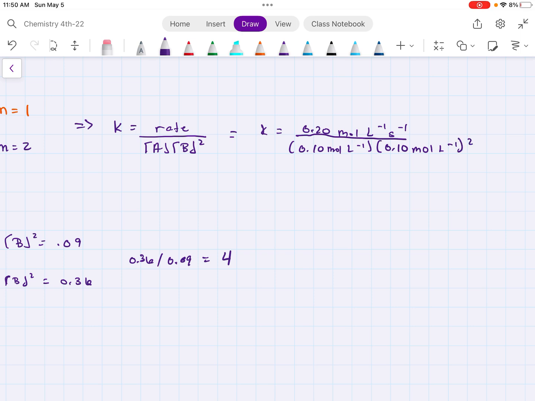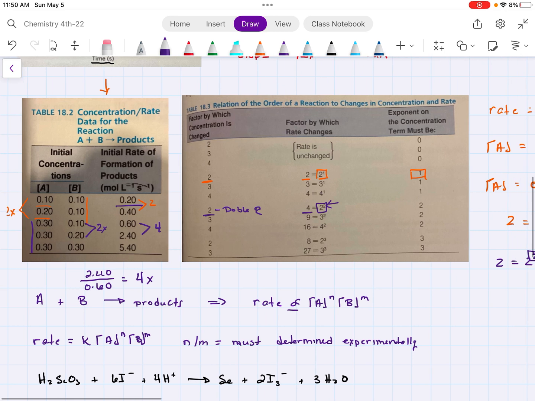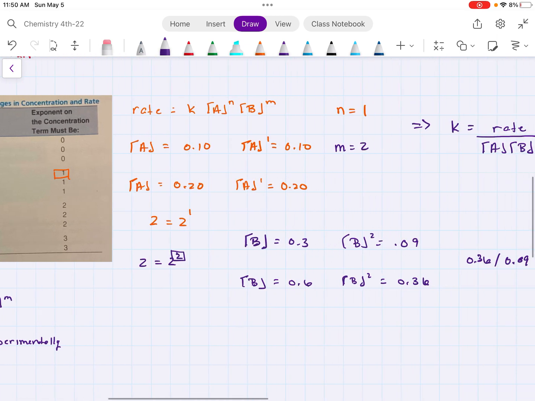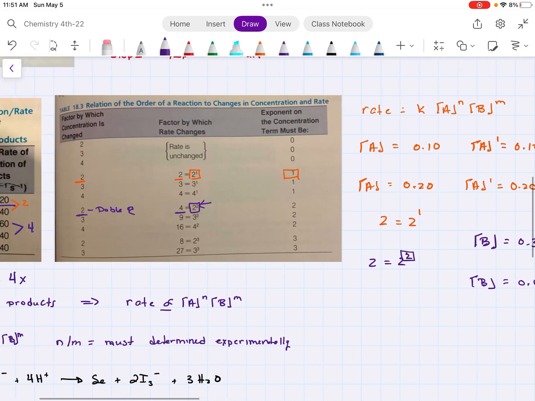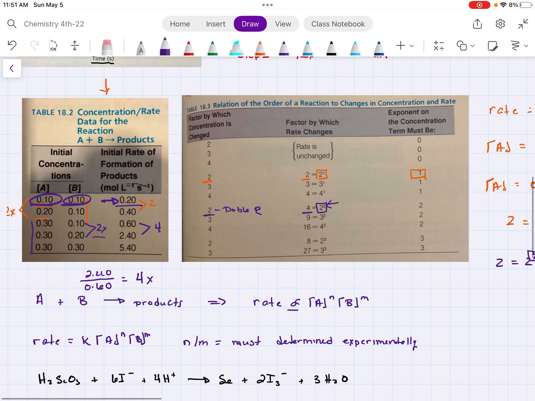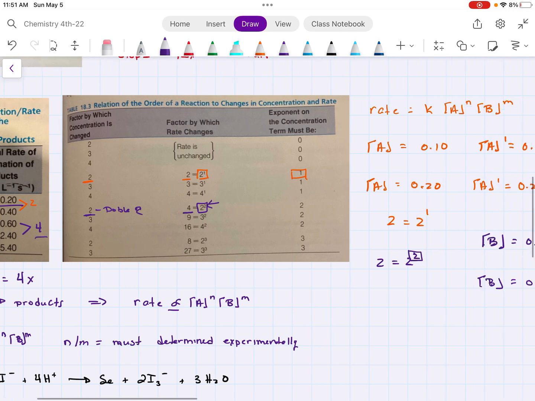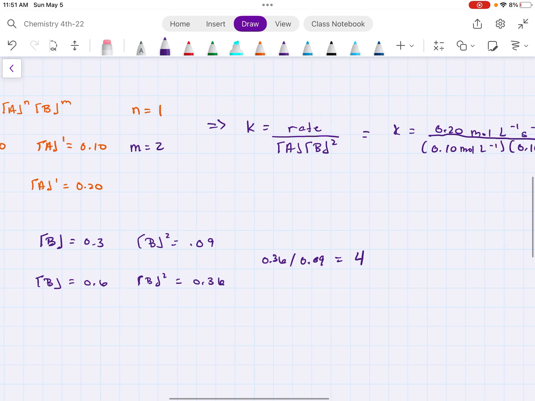Now, where did I get these concentrations from? I got them from the data, right? Because this is done experimentally. So here's the initial concentration for A. Here's the initial concentration of B at this rate, okay? We figured out, based on the increase that we saw here and here, that the exponents for each one of these is going to be a 1 and a 2. So that's what we did here, right?